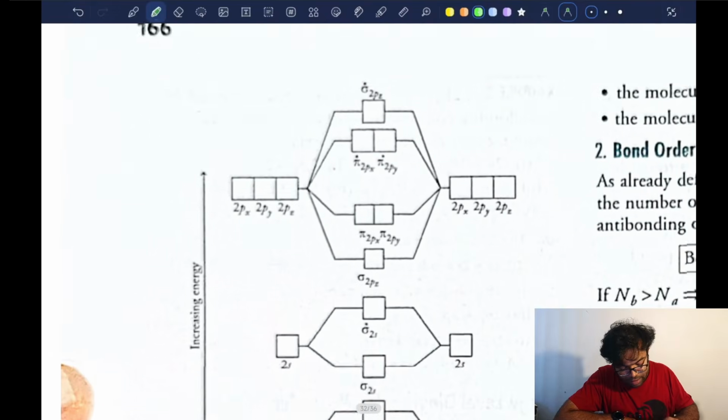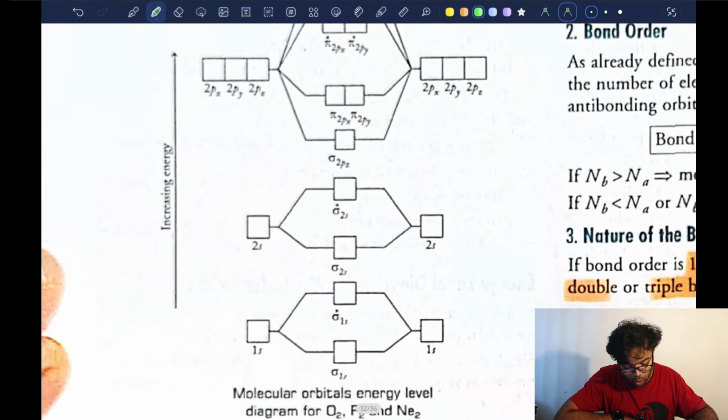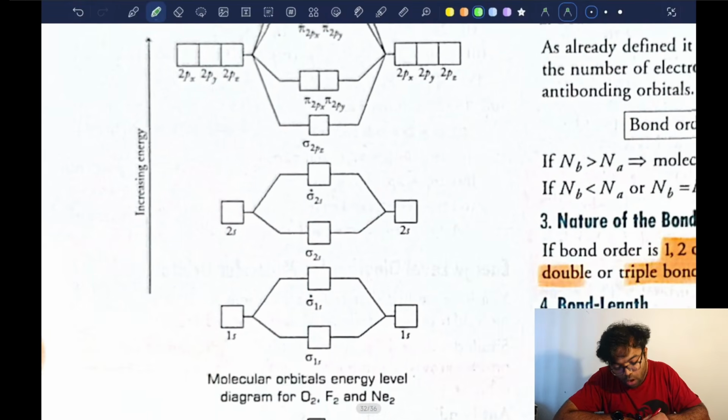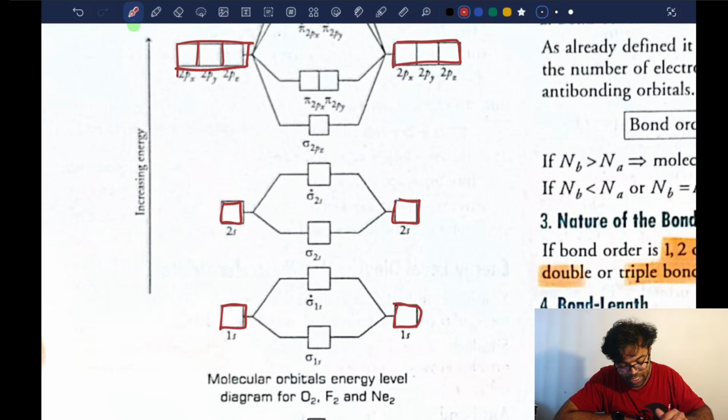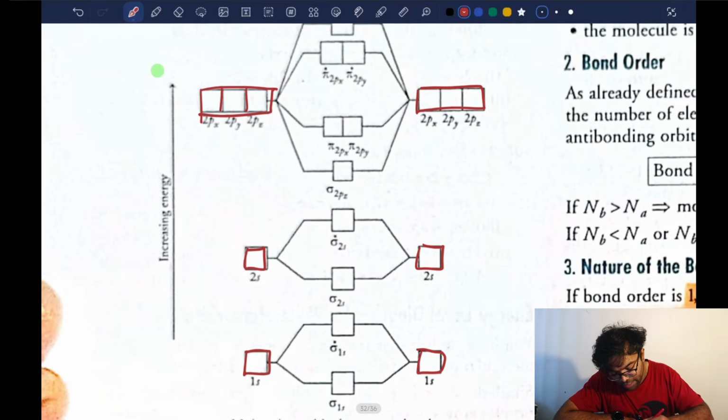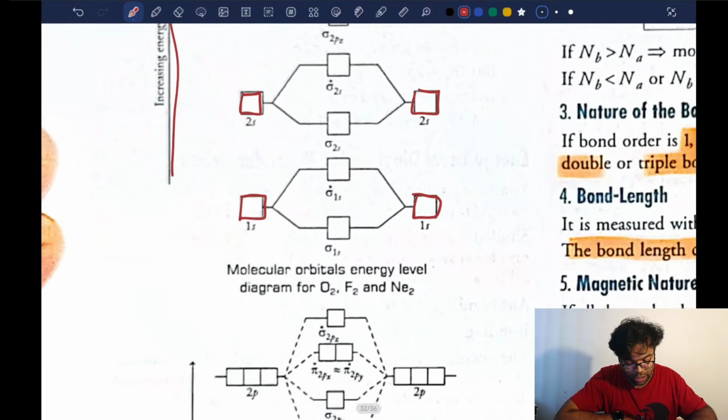Okay, next. So this is how you are supposed to draw the arrangement. You will draw from the beginning. This box will indicate your 1s orbital, the 2s and the 2s orbital. Then you have the 2p atomic subshell, which contains three orbitals: 2px, 2py, and 2pz. This is the increasing order of energy. This we have to draw, and this is the whole arrangement.